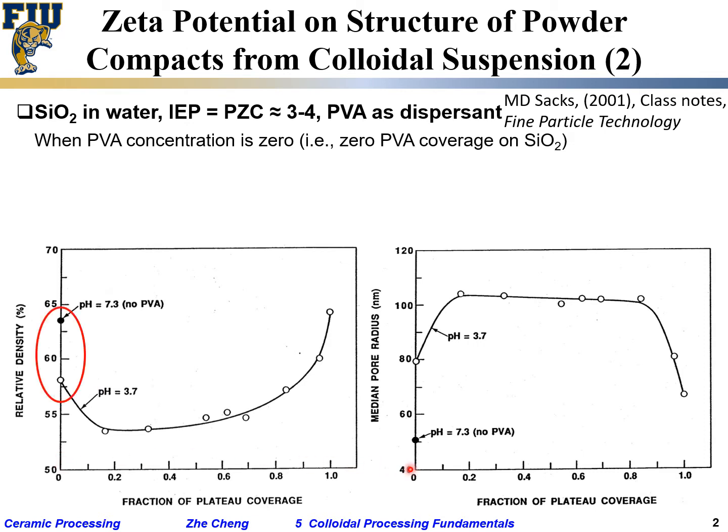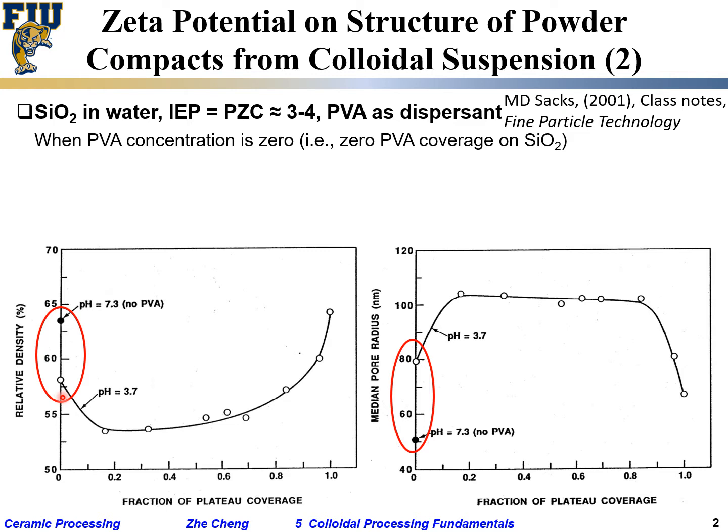So we are only focusing here on the very left, 0 PVA coverage, 0 PVA added. So we are only concentrating on the very left line. Here we have 2 points. One is for pH equals 3.7. The other one is pH equals 7.3. So we are looking at the case when we don't add any polymers.